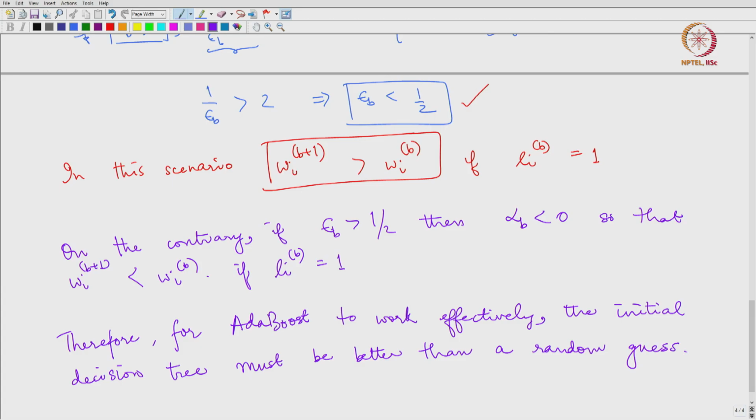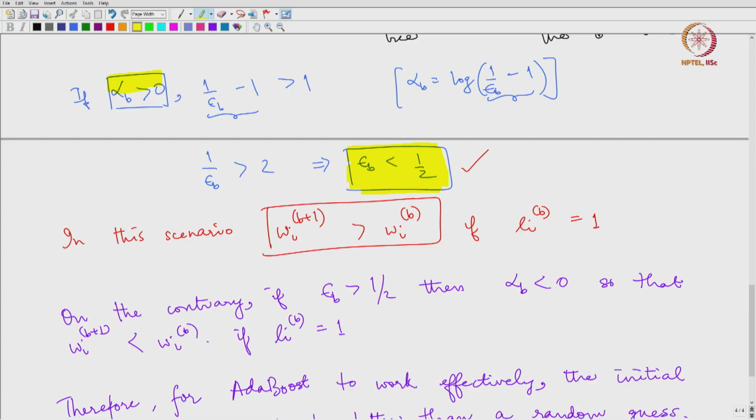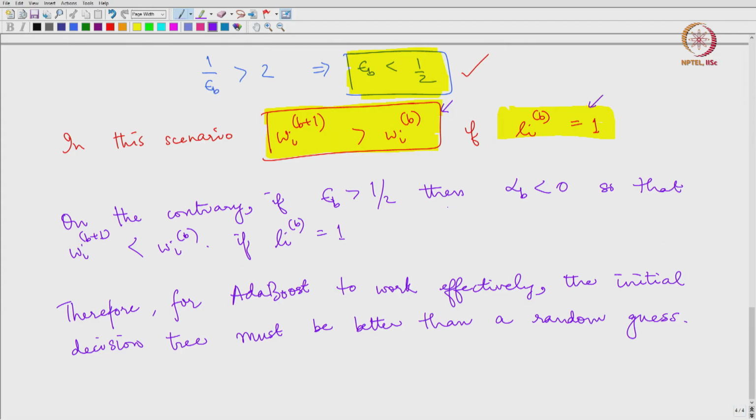Right, when this happens, your epsilon b will be less than 0.5, that is what was needed here. And if epsilon b is less than 0.5, you will see that alpha b is greater than 0, and if alpha b is greater than 0, w_i^(b+1) will be greater than w_i^b if L_i^b is equal to 1. Now, what does this mean? This means that for incorrect points, incorrect points meaning L_i^b is equal to 1, for these kind of incorrect points, your weight will go up, which was the entire premise of adaptive boosting.